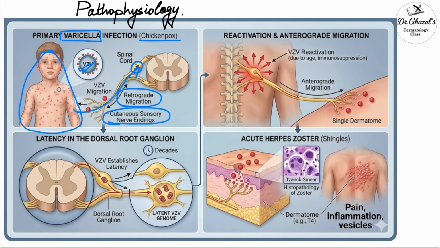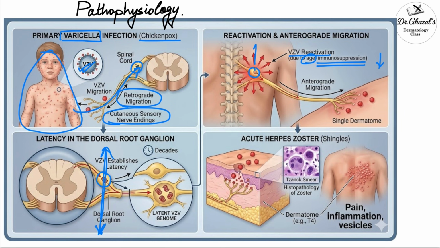Now it doesn't reside in just one dorsal root ganglion. It resides in the whole chain, sometimes even the nucleus of the cranial nerves and autonomic nerves. Now due to aging or immunosuppression, when the immunity of the patient is down, the VZV reactivates. It starts from one dorsal root ganglion.